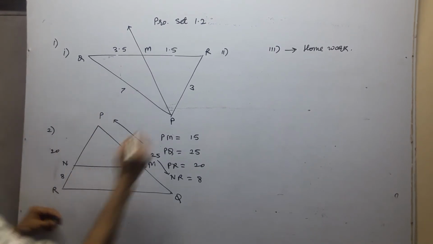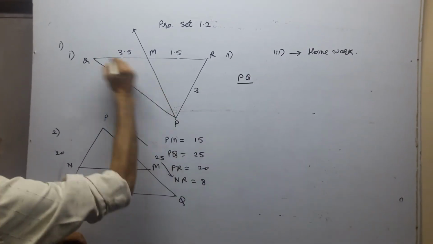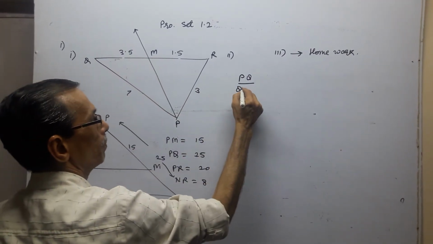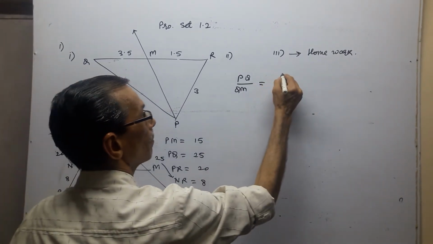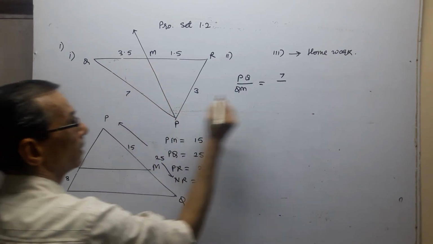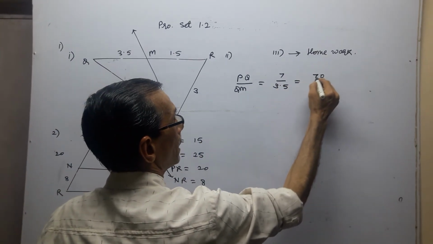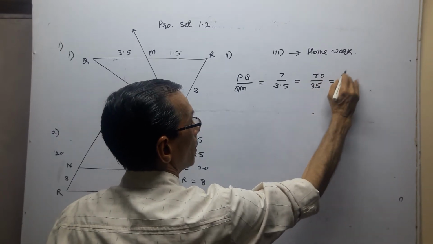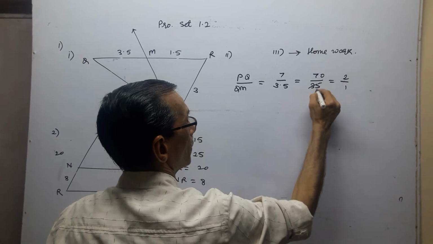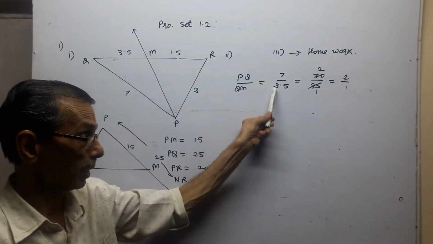Now here PQ upon QM. PQ is 7 and QM is 3.5, and that is equal to 70 upon 35, and that is 2 upon 1, because 35 twos are 70. Or here also you find that 7 is double of 3.5.